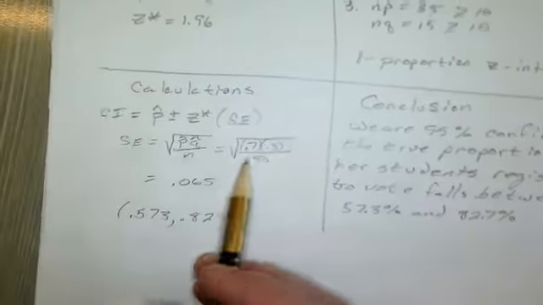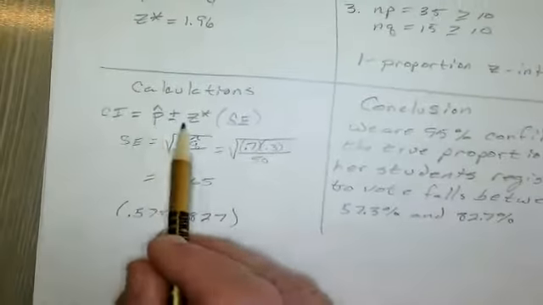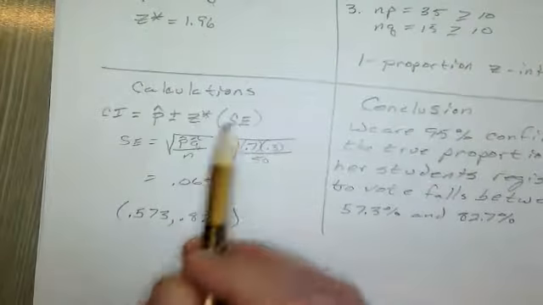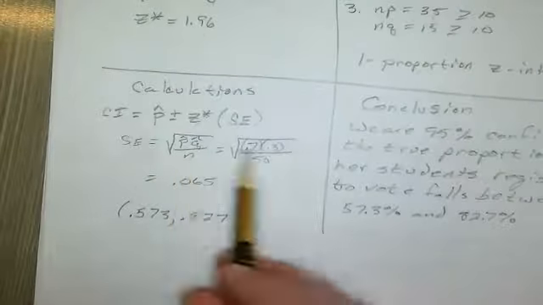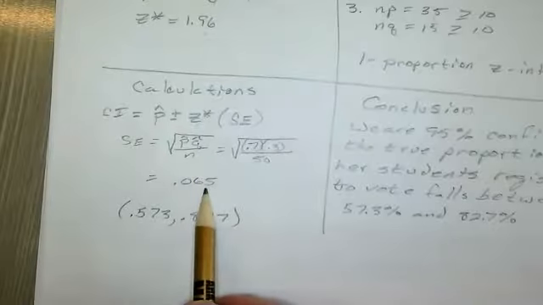And we see that the confidence interval is p-hat plus or minus z-star times the standard error. Standard error is the square root of p-hat q-hat over n, and that's 0.065.